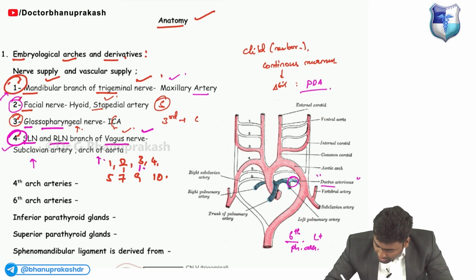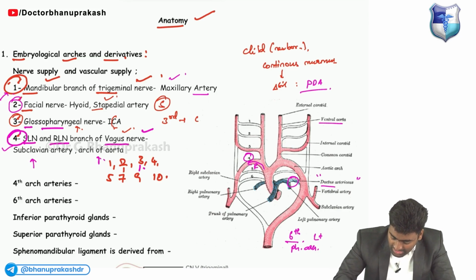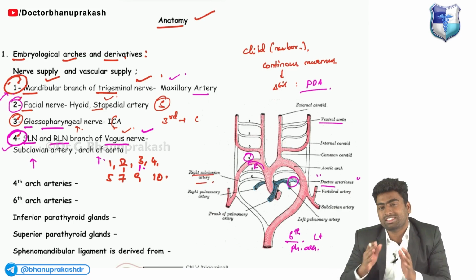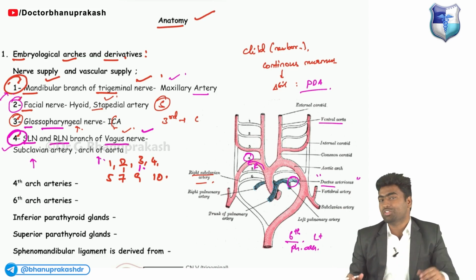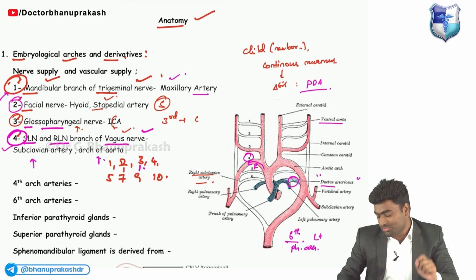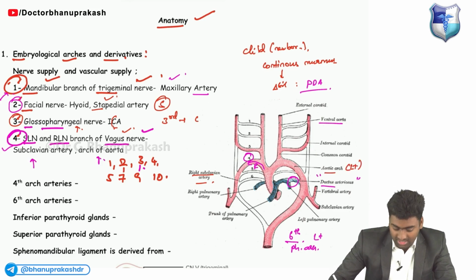You can see here the ventral aorta, and here you will see the fourth arch arteries. On the right side, this is the right subclavian artery. Whereas, contrary to this, on the opposite side it is the aortic arch. And we know this aortic arch is normally situated on which side? Yeah, guys, it is situated on the left side.